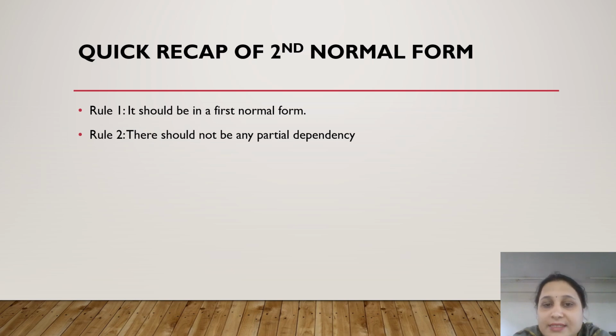What is partial dependency? When the primary key is made up of two or more columns, then the other attributes or other columns of your table should be dependent on that whole primary key rather than any one of the columns which is forming the primary key. So that was the partial dependency. For more details, do watch the video of second normal form.